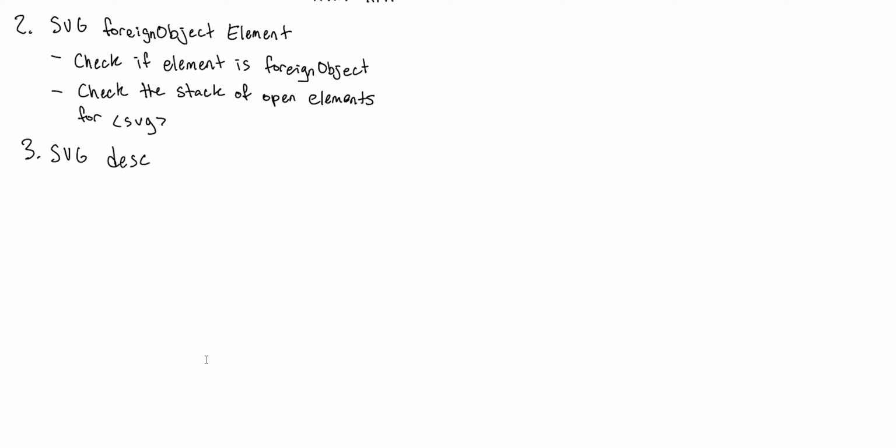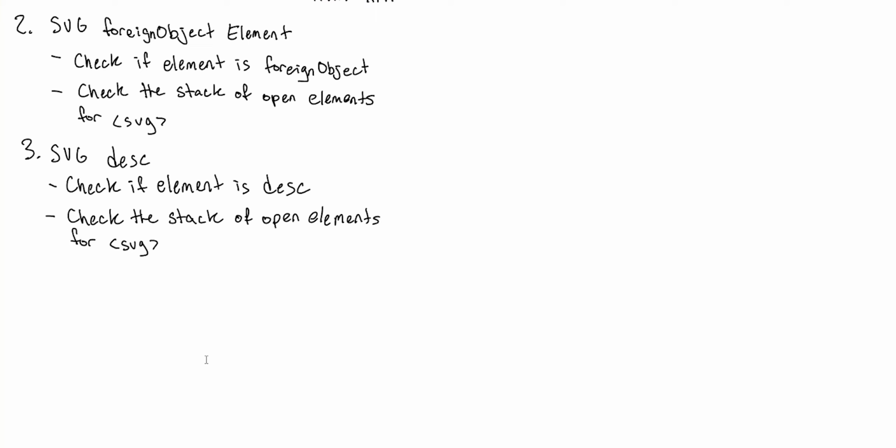The next check is for an SVG description. Same thing. We're going to first check to see if it is a description element. Then once again, all we have to do is check the stack of open elements for the SVG tag, and then we'll know for a fact that it's nested inside of the description. It doesn't matter if it's multi-nested or anything, as long as it's a child, some sort of descendant of the SVG tag, it should be fine.